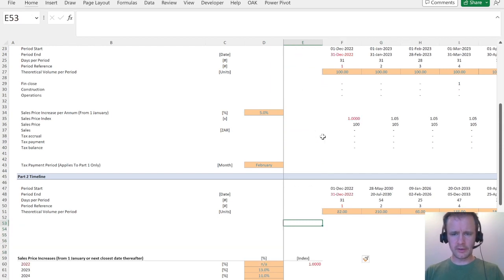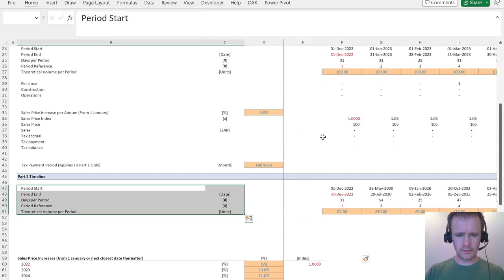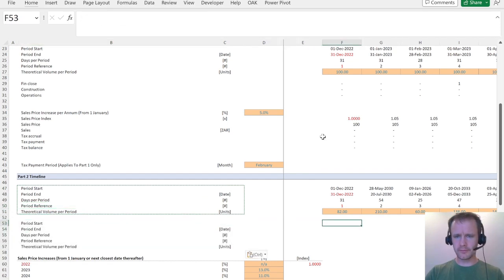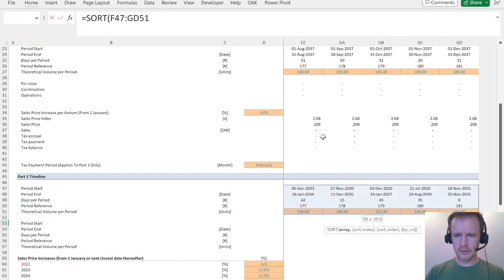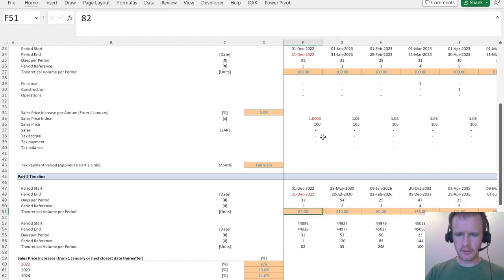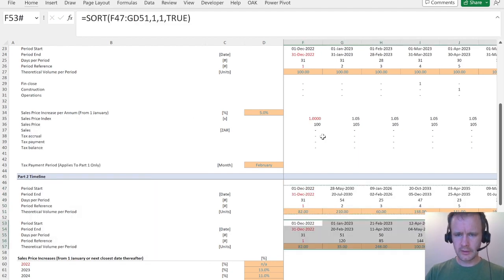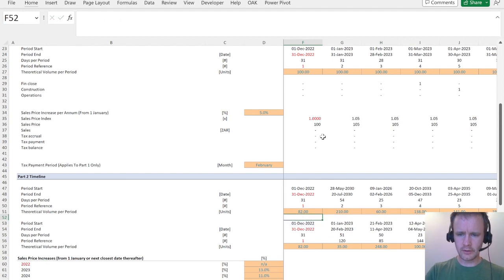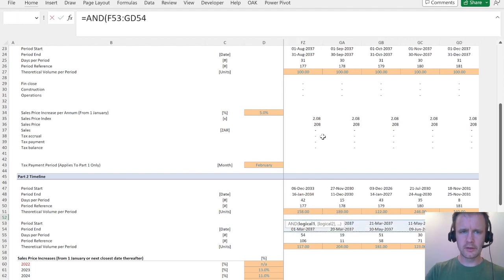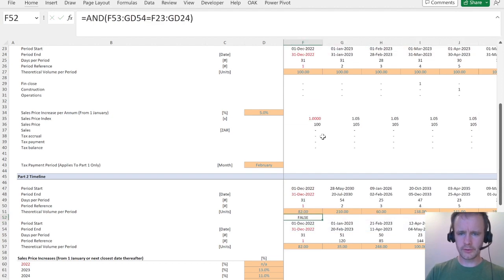I'm terrified of breaking original data, so I won't hard code sort. I'll formula sort. So let's say sort this. Sort index is 1, sort order is ascending, and sort by column true. And we'll take this formatting down here. And I guess one quick sense check would be equals and this equals this. Are we now back where we were before? False. Oh dear.